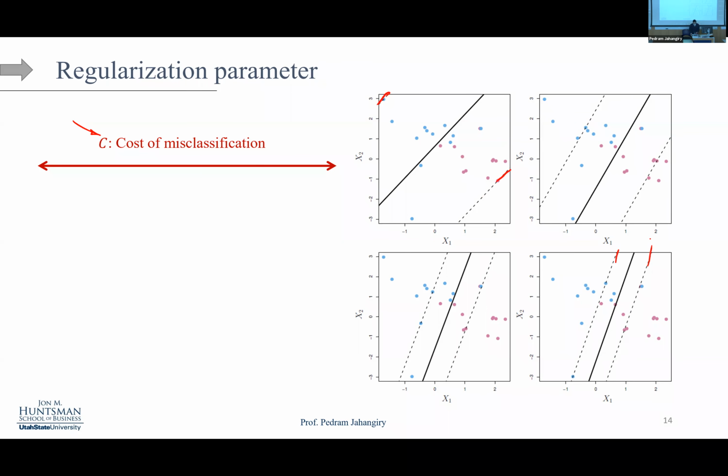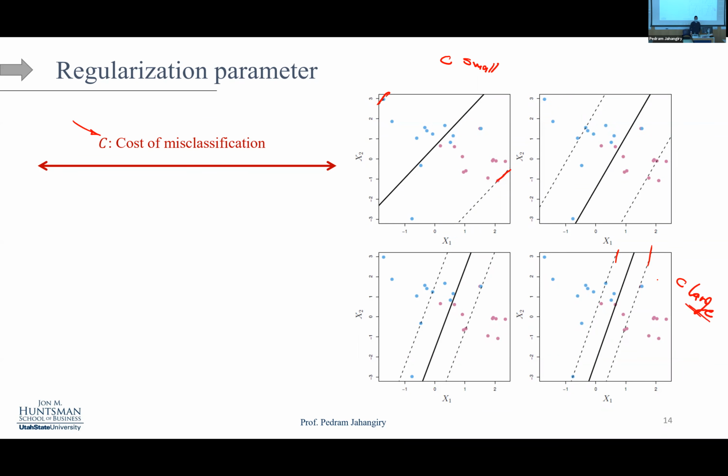So give me C. C is large or small here, in the first one? C is small. So look at that. Give me a lot of slack, right? You say that as long as the cost of slack is small, you're going to make that margin wider and wider, right? So here, C is going to be small. Compared to here, which C is large.